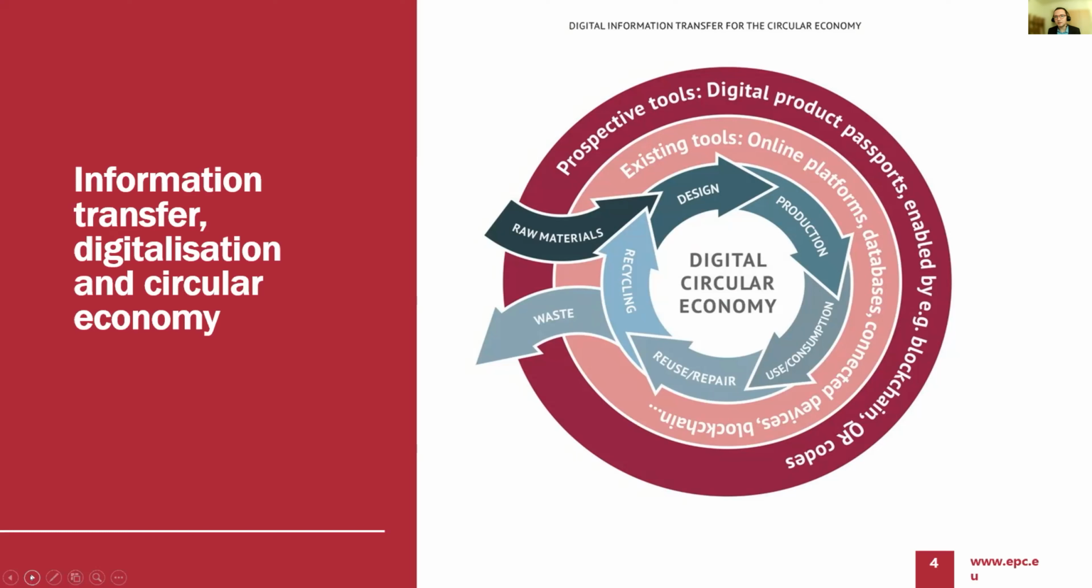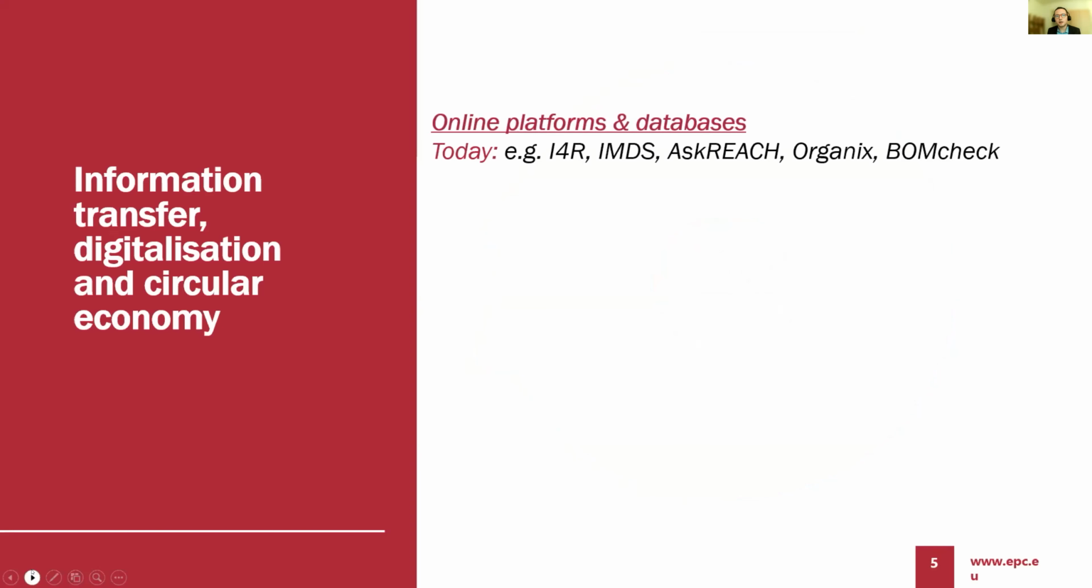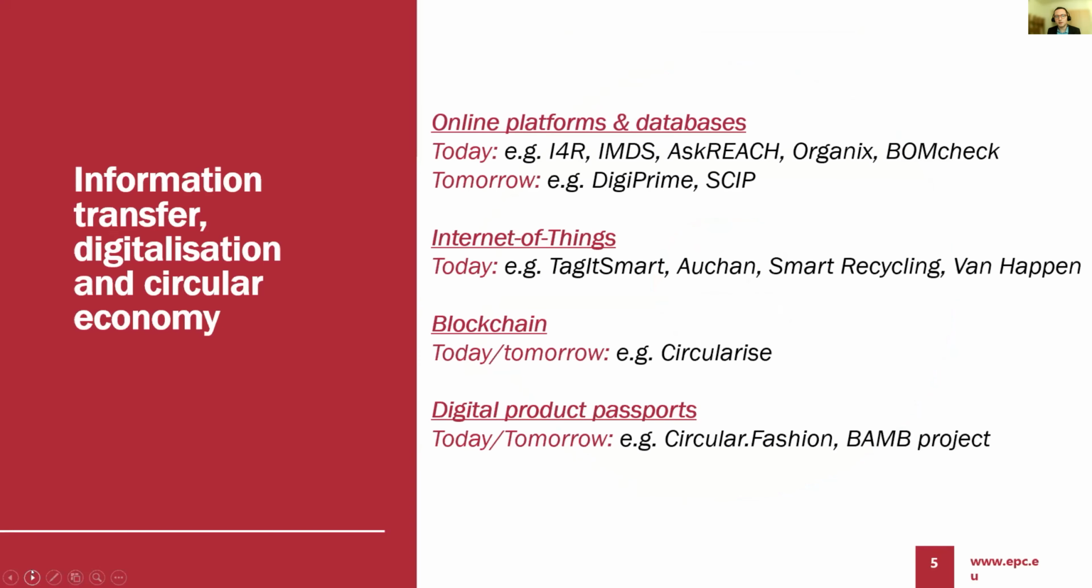There are prospective tools that are yet to be fully scaled up, like digital product passports. There are existing digital tools for information transfer, like online platforms and databases and so forth, that can support different stages of the life cycle and support circular economy. I'll just shortly list them. From online platforms to Internet of Things, blockchain, digital product passports, there are many opportunities to support information transfer for circular economy. And a lot of them apply one way or another to the city level, to the local level.